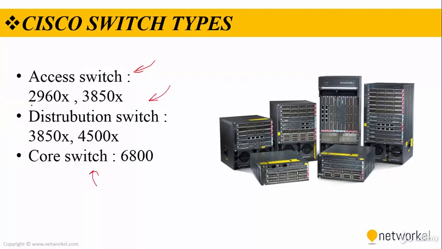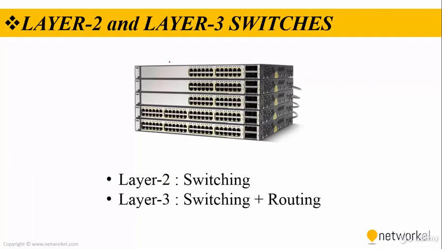For example, 2960X is an access layer switch and 6800 is a core switch of Cisco. Let's take a look at the layer 2 and layer 3 switches. Layer 2 devices can make just switching, while layer 3 can make switching and routing.